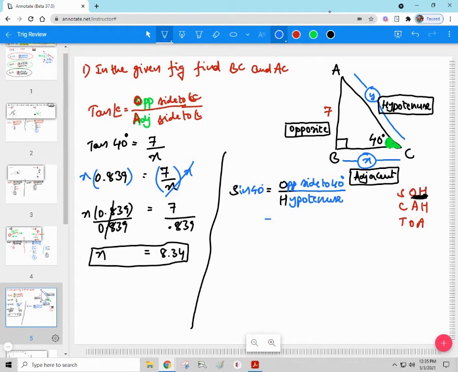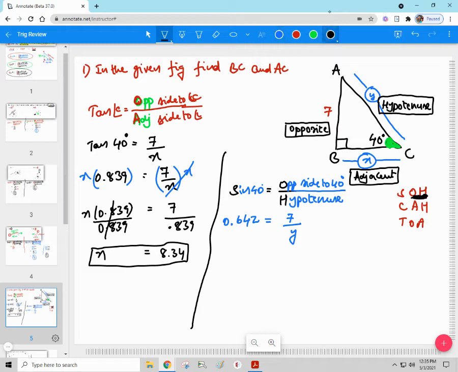Once you write it, plug in these values. Sine 40, make use of the calculator. Sine 40, I see that it is 0.642. What is opposite to 40 degrees? You can see that this one is 7 units. What is the hypotenuse? We don't know. Let it be y.